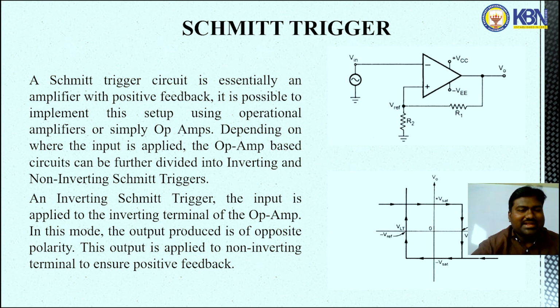In a non-inverting Schmitt trigger, the input is applied to the non-inverting input terminal of the operational amplifier. In this mode, the output is produced with the same polarity. This output is applied to the inverting input terminal to ensure negative feedback. The circuit diagram and the waveform are shown in the diagram.